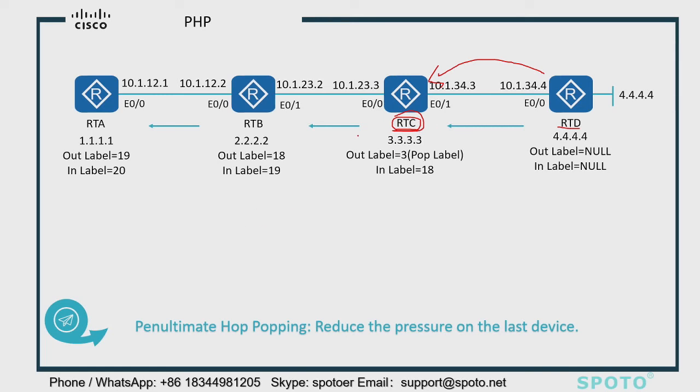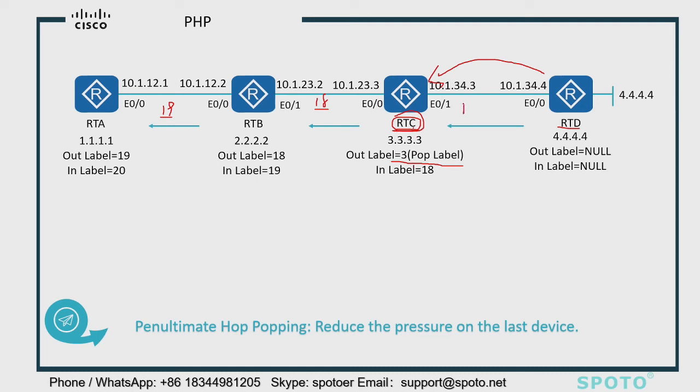So it means for this process here, we can say RTA sends it with the label 19, and RTB removes this in label, and we add a new out label 18 to RTC. So when RTC receives the in label 18, and then RTC finds the out label is 3, it is called the pop label. So RTC will realize it is the penultimate router. So actually RTC will remove the label. Okay, RTC will remove the label.